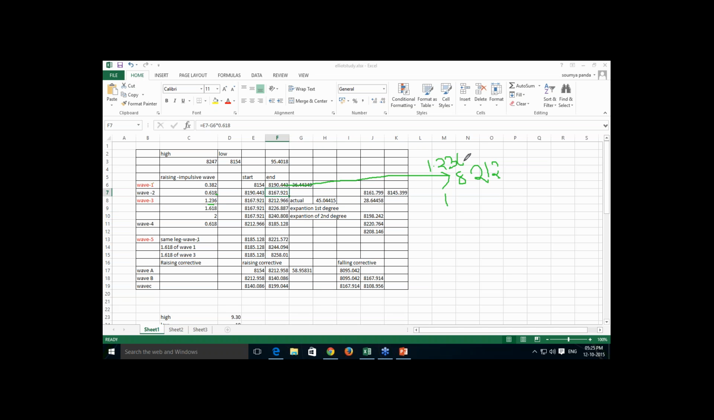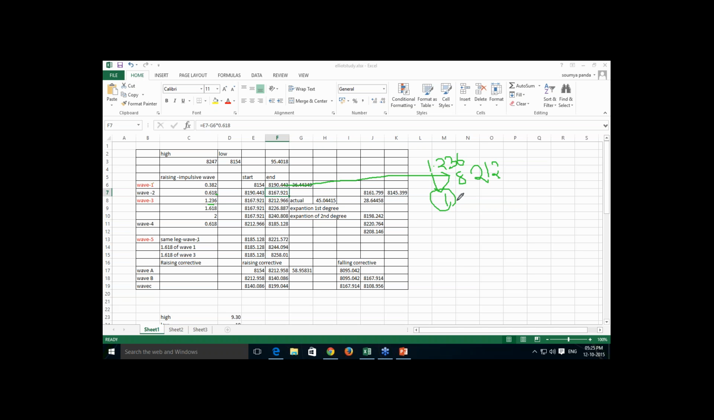Henceforth, the lowest ratio, the ratio which followed before this one, should be considered for wave 2. Somewhere it has to start the correction, so that point has to be taken. The nearest lowest ratio just before, following this wave 1, should be your wave 2.